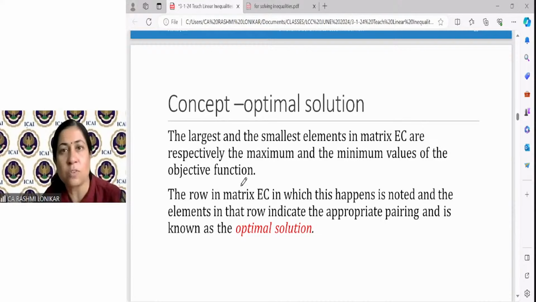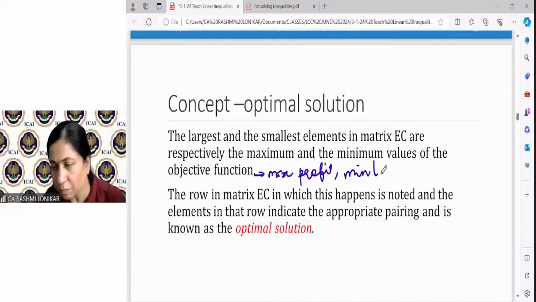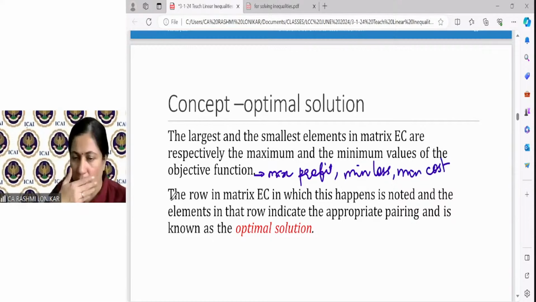So one objective function is given. What is the objective function? Usually it is maximize profit, minimize loss, or minimize cost. The row in the matrix EC in which this happens is noted, and the element in that row indicates the appropriate pairing and is known as the optimal solution. Just understand the concept. All you have to do is the calculations. Once you see the values, you will know. If it is profit, you choose the highest value. If it is cost, you choose the lowest value.